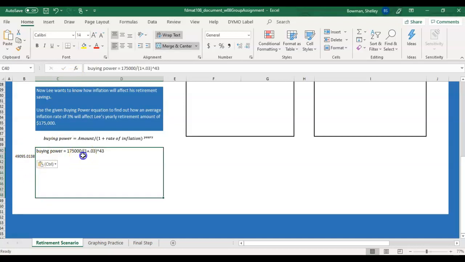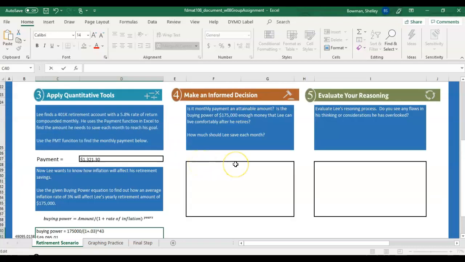So now I know that his buying power, we'll come over here and press Alt Enter, is $49,095, and we can round it to the nearest cent if we'd like, although that's probably not a necessity, but we'll be accurate. So his $175,000 in today's money in 43 years will only be the equivalent of what today's money is like, of 49,000 per year. And so if you would like to discuss that down here and talk about how this is going to affect his retirement.